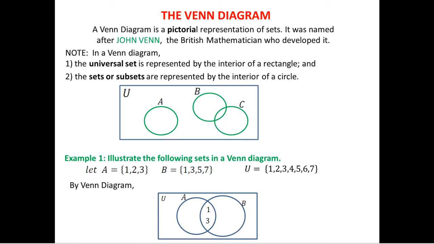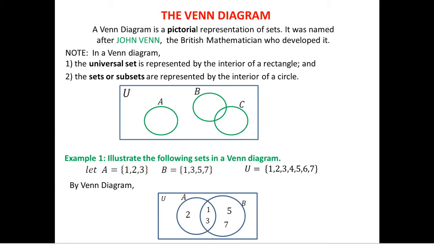And also, set A has the number 2. So we write 2 in set A, which is not part of the intersection. And also, in set B, we still have numbers 5 and 7. So we write those numbers inside set B, but not inside the intersection. So this is how we illustrate these two sets in a Venn diagram.